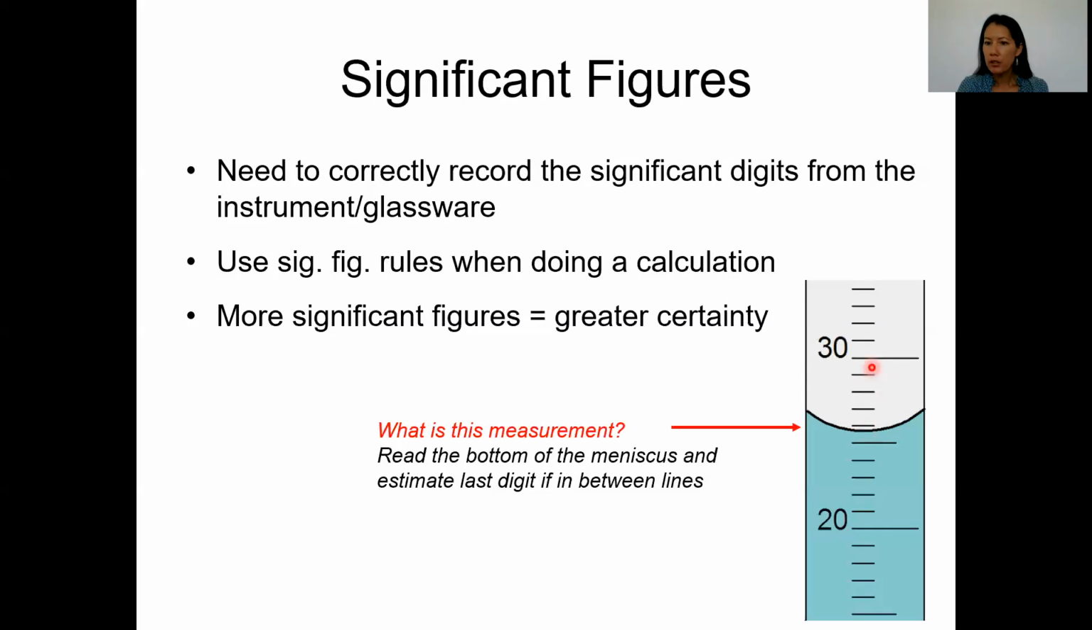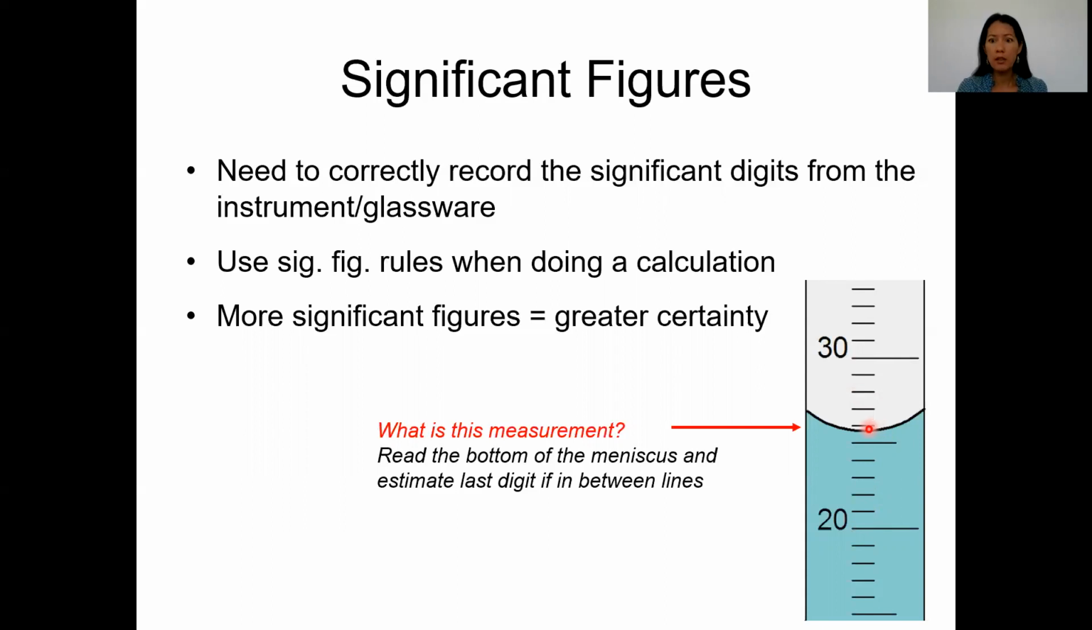Look at the gradations here. You go from 20 to 30, halfway is 25, and each of these lines must represent 1. 21, 2, 3, 4, 5. So I'm at 25 here. So I'm somewhere between 25 and 26. What do you want to write down? Do you write 25? Do you write 26, 25.0, 26.0?